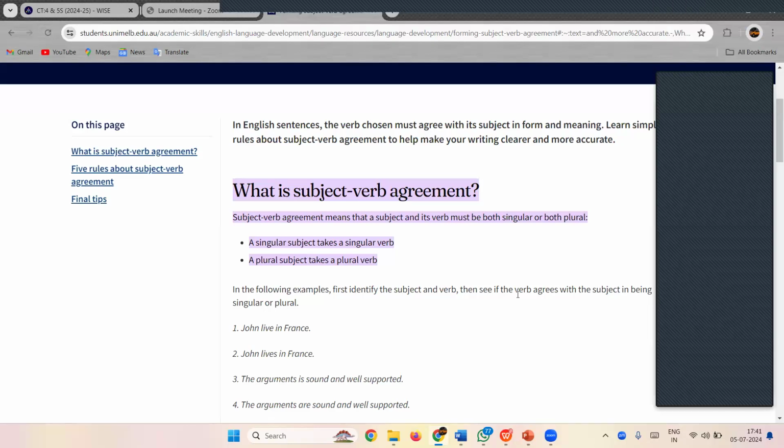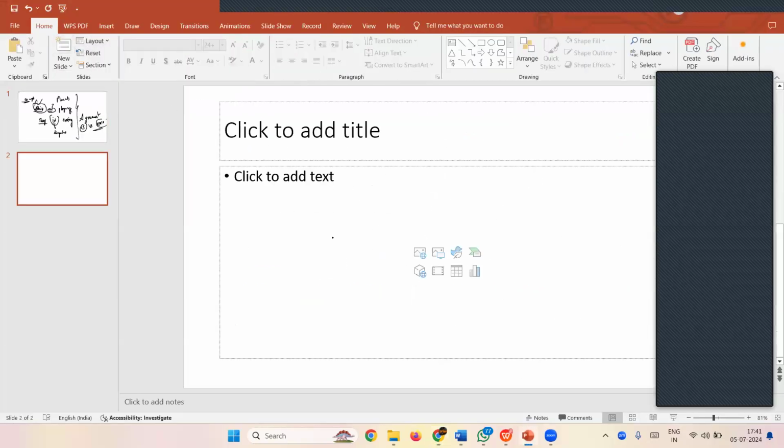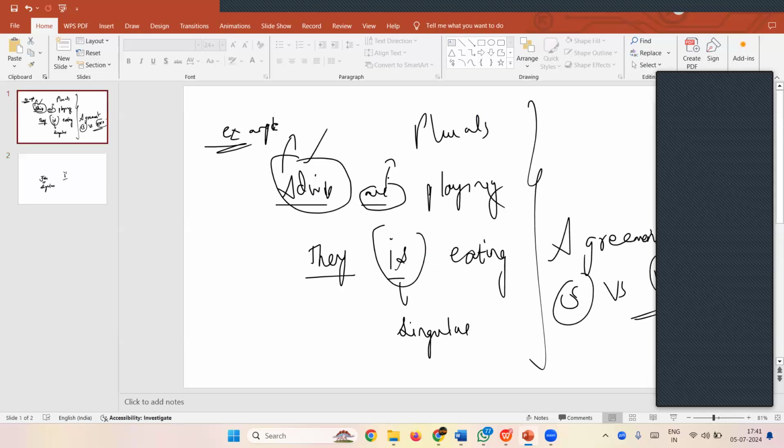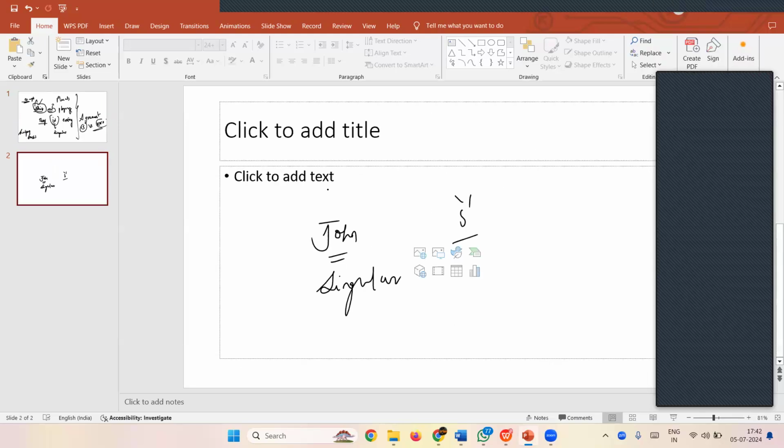Yeah, so this is one of the rules. Everybody should note down. When the subject is John, when the subject is singular, in some certain cases, you will add the S form in the verb. Before, whatever we saw were helping verbs, right? Yes, ma'am. But now we are talking about literal verbs.